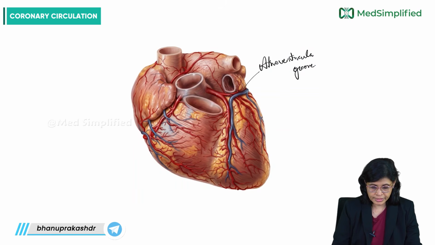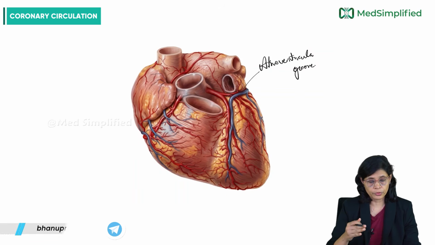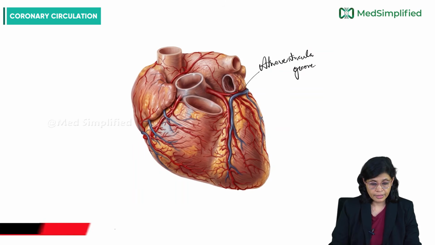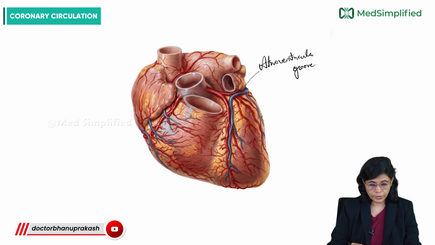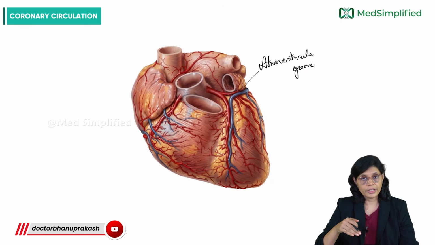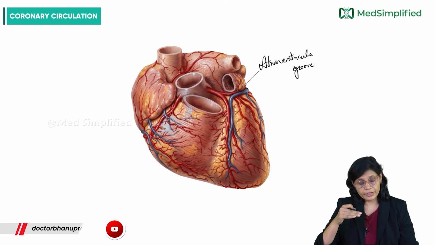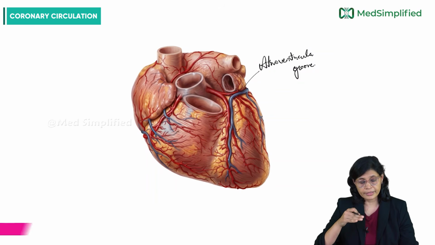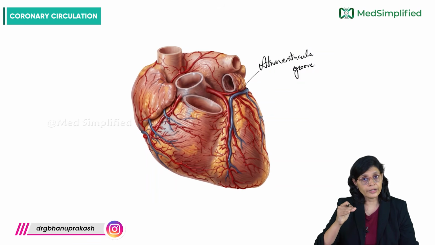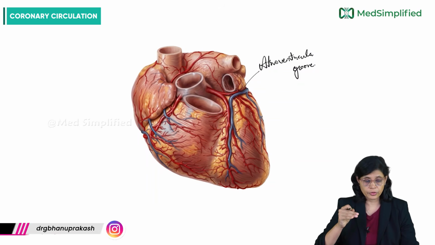Then it reaches the crux of the heart. The crux of the heart is the meeting point of four grooves: the interatrial, atrioventricular, and the posterior interventricular grooves meet there at the crux. So the right coronary artery ends at the crux of the heart by anastomosing with the circumflex branch of the left coronary artery.